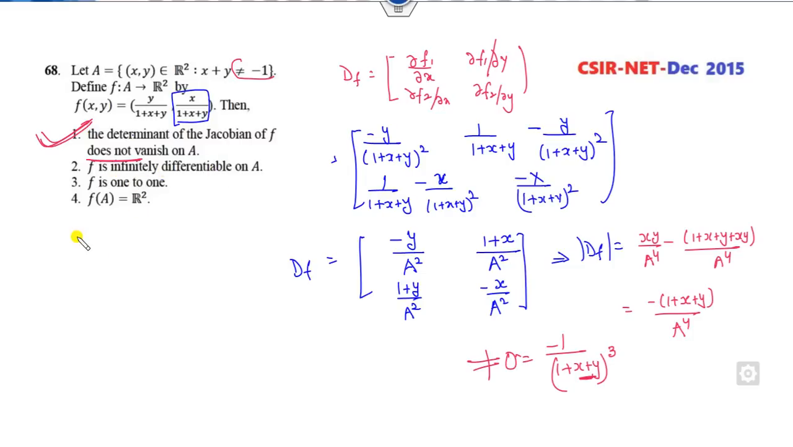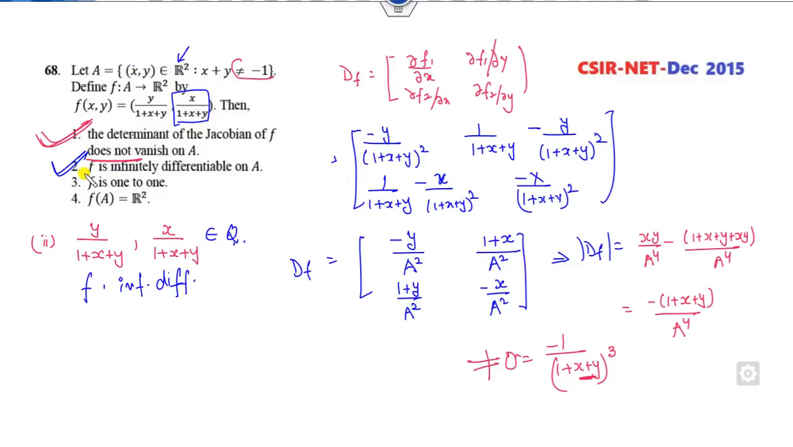F is infinitely differentiable. How can you check that? See this part, or you can see this part. If you prove that both are infinitely differentiable, then F is differentiable. x and y are real, so all these ratios are in Q, and we all know once it is in Q, it means they are infinitely differentiable. Fine. So once they are infinitely differentiable, it means F is infinitely differentiable. So this is also the correct option.